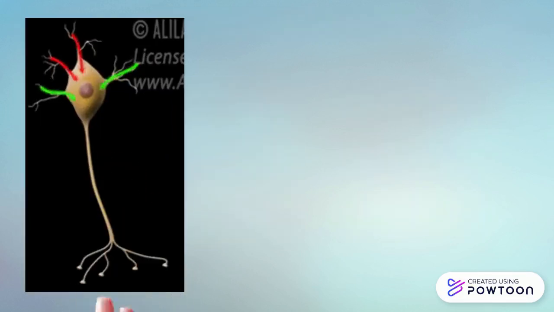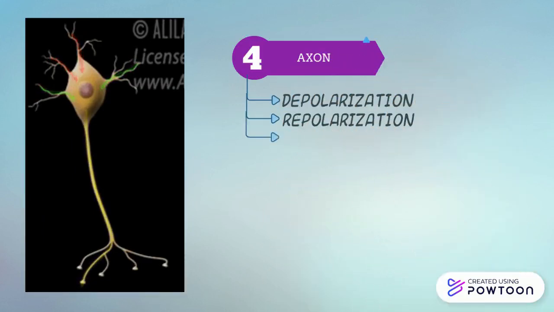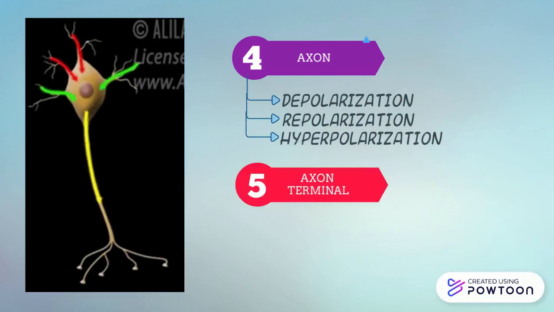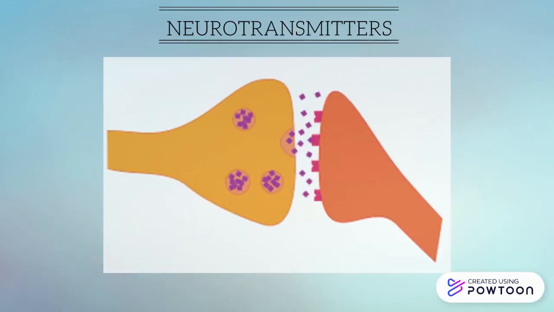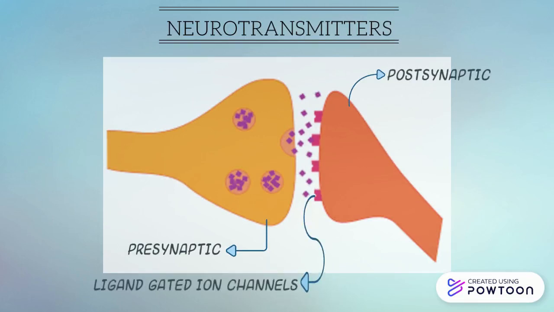Then, this information is going to be sent to the axon, and the axon is going to transport this information through a process of depolarization, repolarization, and hyperpolarization. Then, when this information arrives at the axon terminal, it is going to release neurotransmitters to the dendrites of another neuron. The neurotransmitters are released in a space called the synapse, between the presynaptic and postsynaptic neuron. The postsynaptic neuron has ligand-gated ion channels that bind with the neurotransmitters.